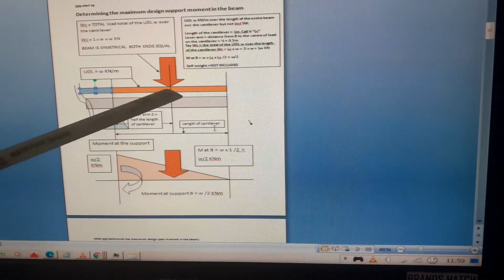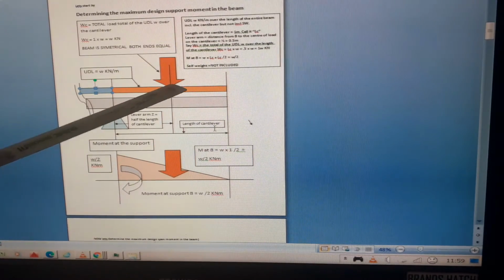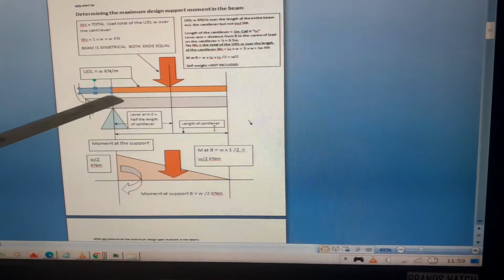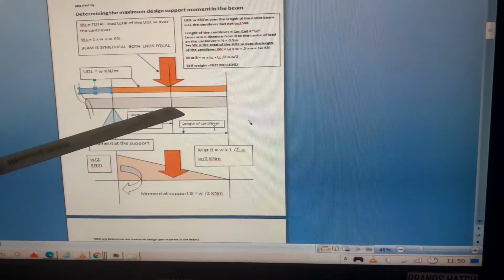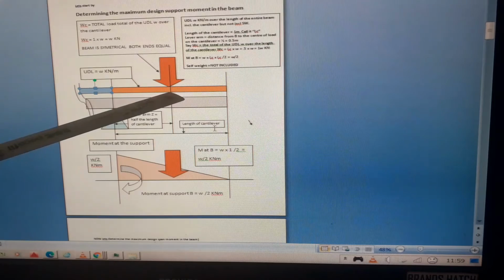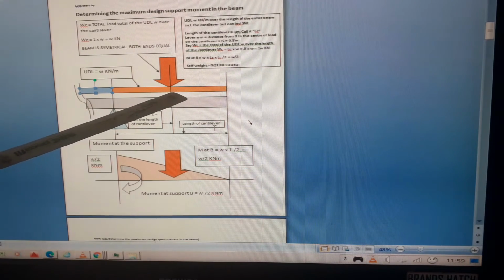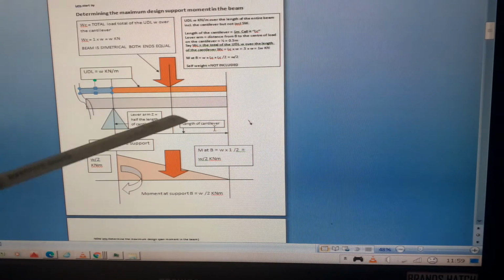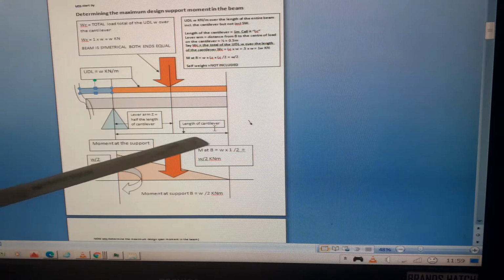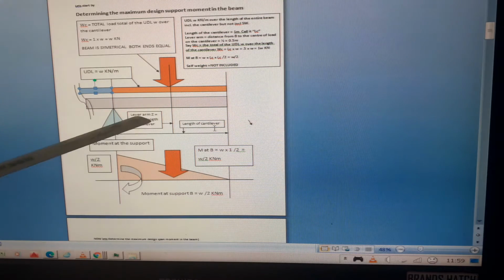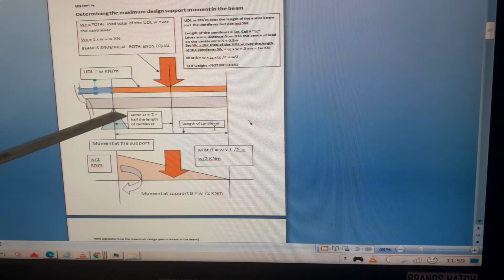Here, the equivalent point load is the sum of the entire UDL over the length of the cantilever, acting at the centre of the UDL. So the centre of the UDL load is L over 2, which is also the lever arm. When we take moments about C, the support, we can use that to find the moment.